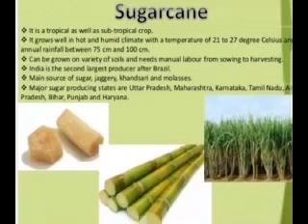Main sources of sugar are jaggery, khansari, and molasses. Major sugar producing states are Uttar Pradesh, Maharashtra, Karnataka, Tamil Nadu, Bihar, Punjab, and Haryana.